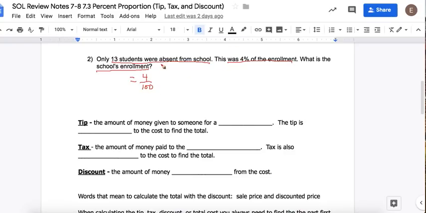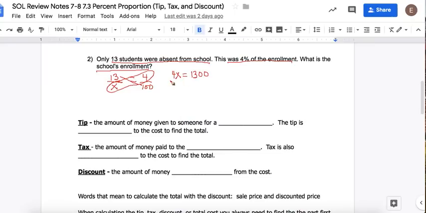Well, it gives it away right here. It says 13 students were absent from school. This was 4%. So this is 4%, so that's the part. And then the school's enrollment would be all of the students in the school. So now, circle the number diagonal to the X. So X times 4 is 4X equals the cross products at the other side. So 13 times 100 is 1,300.